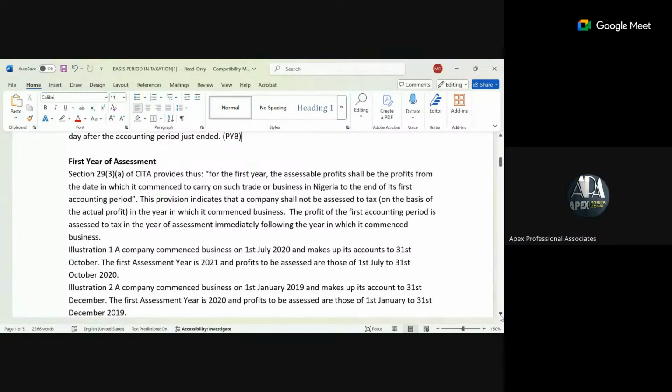So let's look at the first illustration. They said that a company commenced business on 1st of July 2020 and makes up its accounts to 31st of October. If the company says that their year end is 31st of October, now the straight question is, what is the basis period for the first year? What is the basis period for the second year? What is the basis period for the third year? And what is the year of assessment?